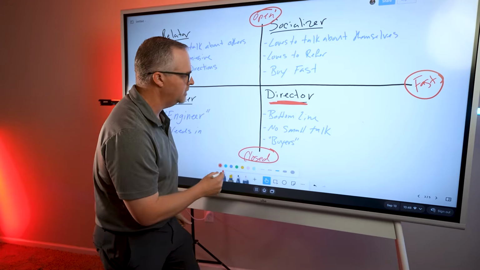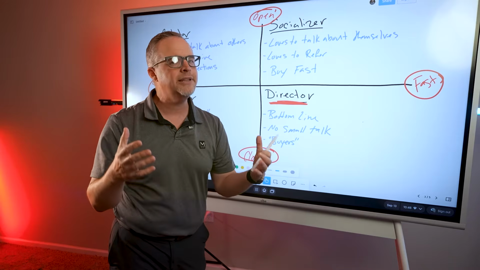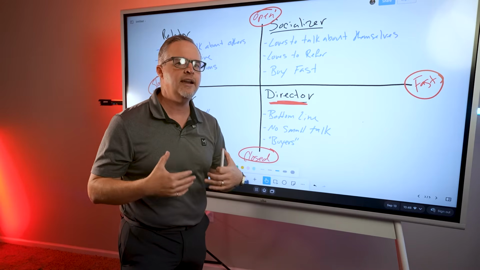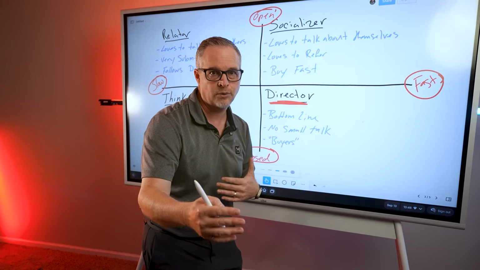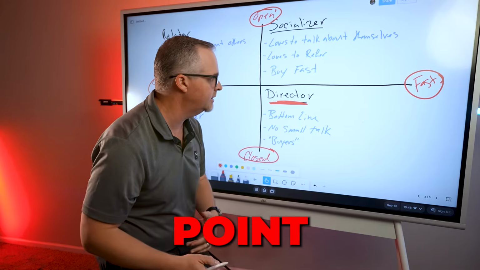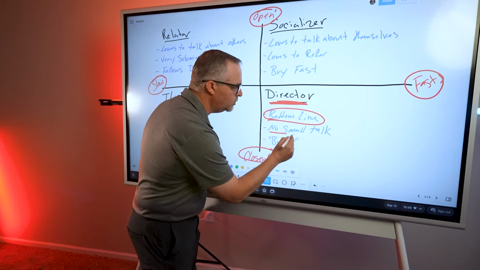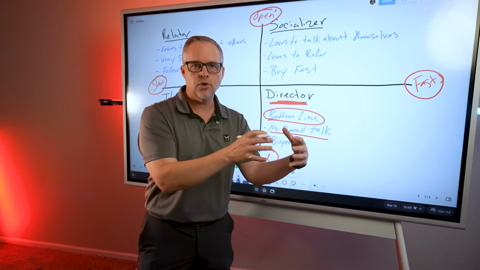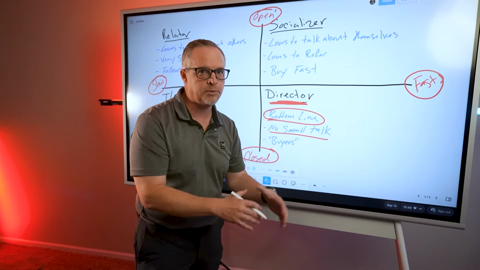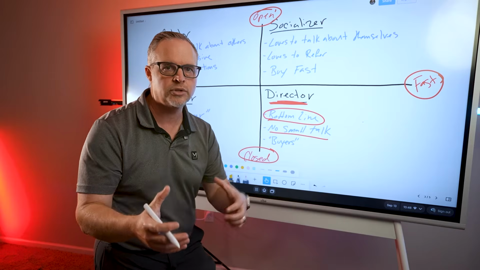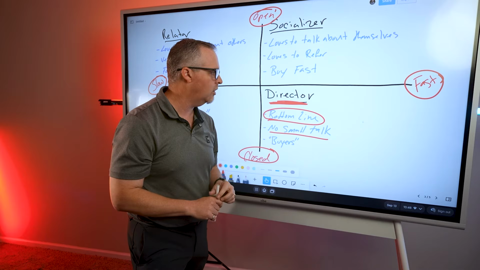Now, when we deal with a director, what we need to know about directors is that they're probably the easiest to spot because they don't like to converse. They're very fast, they're moving quickly. They want you to move quickly. Why? Because they want you to get to the point. And so these people love bottom line thinking. They also hate small talk. If you try to get into your rapport building, what you will find is they will cut you off. Again, very easy to spot these people. If you try to use rapport building and they cut you off, typically they are a director.